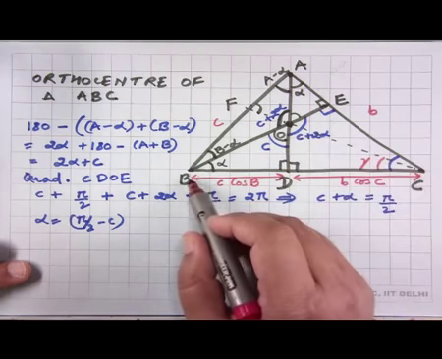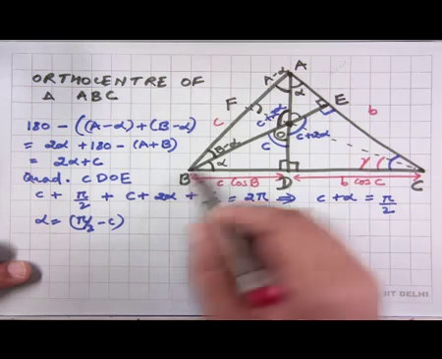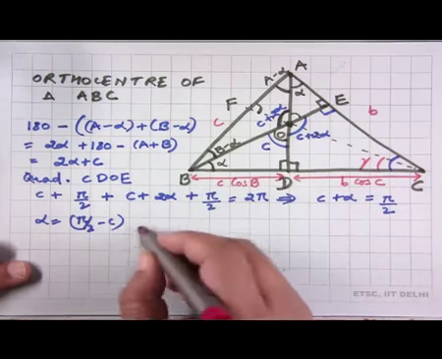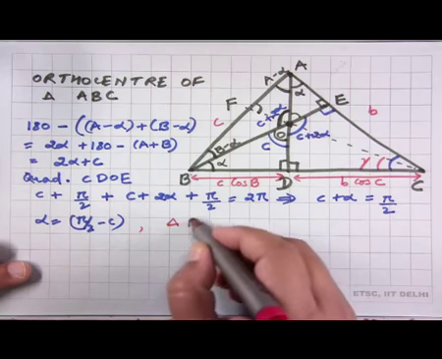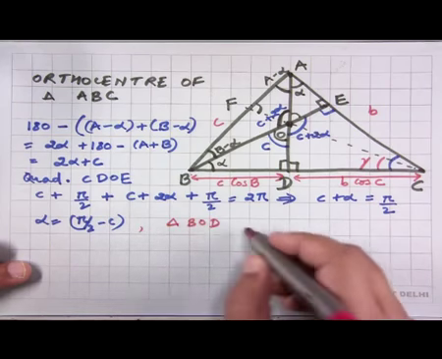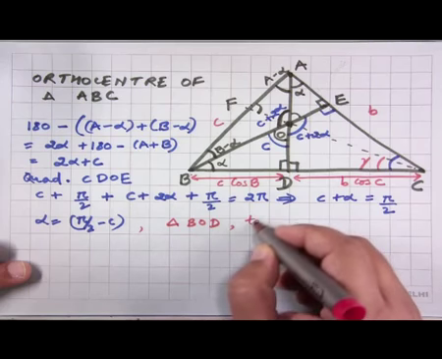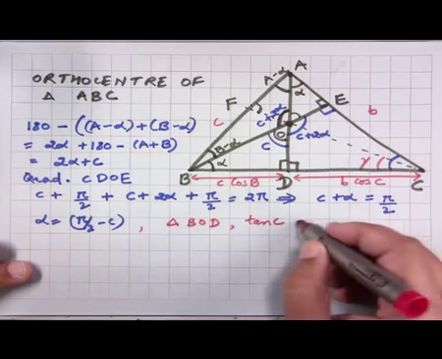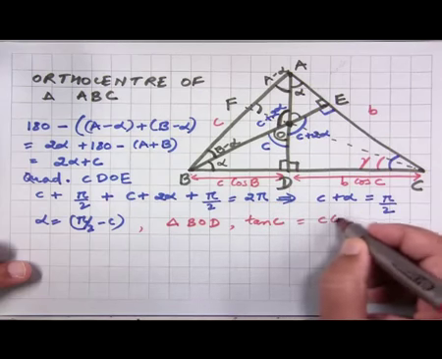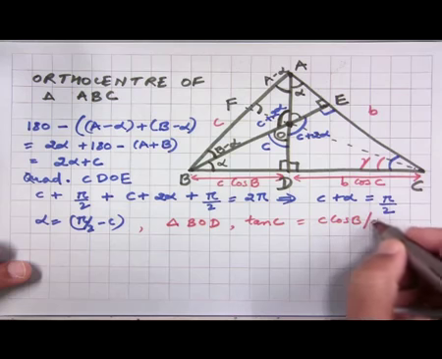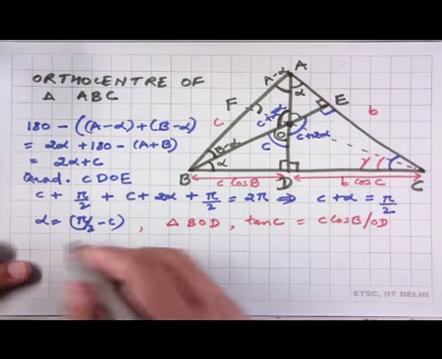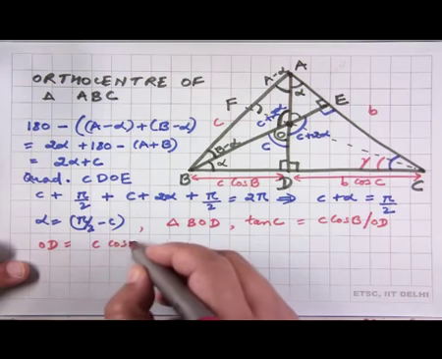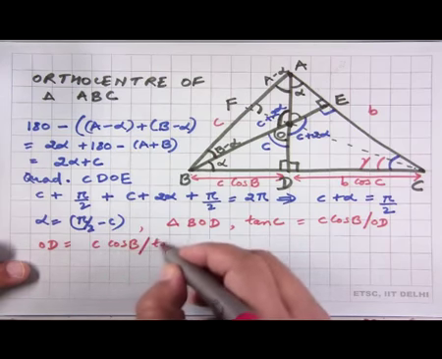If we look at the right angle triangle BOD, then what we have is that tan of this angle C is equal to C cos B over OD, from where it is very easy to see that OD is equal to C cos B over tan C.